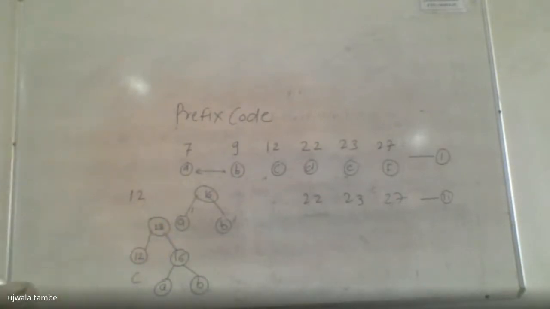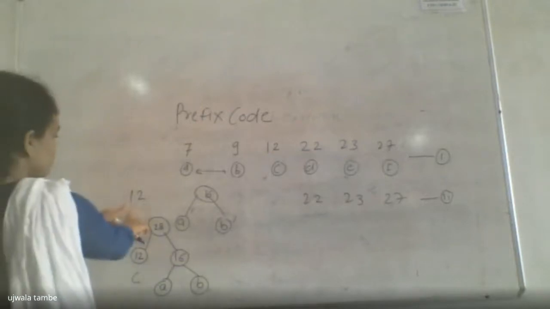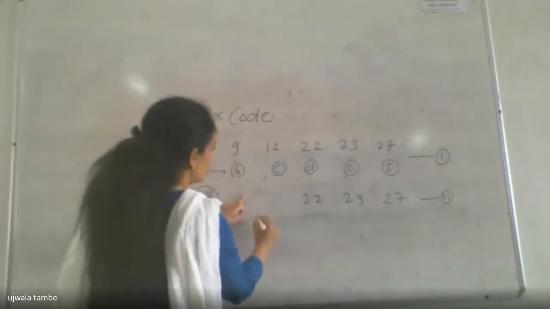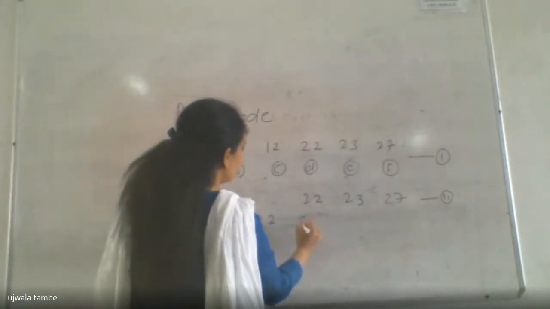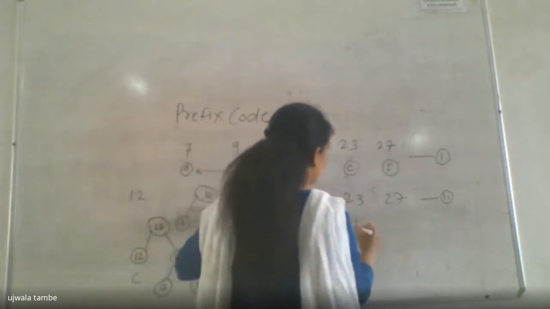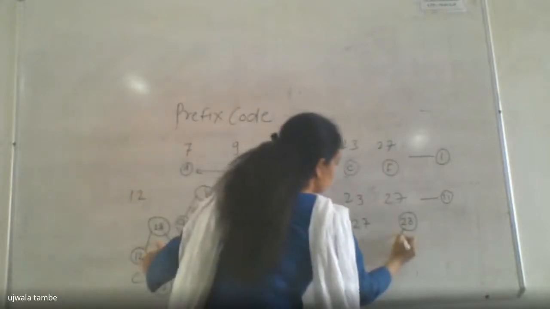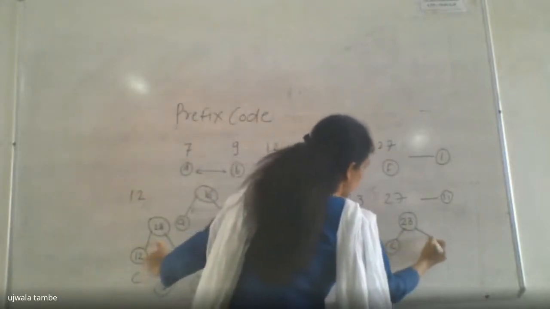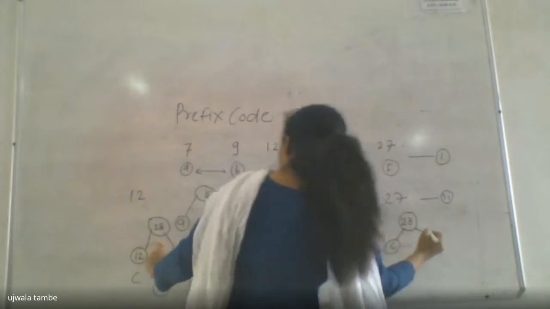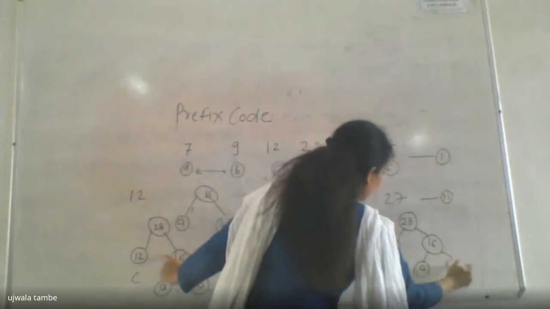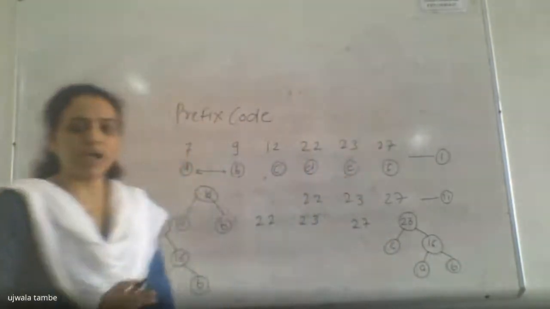Again we have to follow our sequence. 12 is already covered and this tree is already covered. So the next sequence will be 22, 23, 27, and this newly generated tree, that is 28 with node C, and here with frequency 16, here A and B. Is it fine up to this?